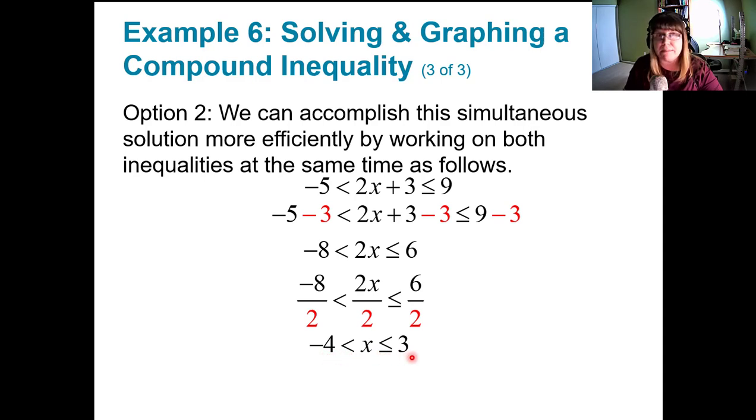equal to 3. Same answer, but that was working on both of the problems at the same time by working on the left, middle, and right at the same time. I actually like this method, and then I can see my range of values is going to be this bounded range. It's not going to go all the way off to infinity. It's this bounded range because x is in the middle. Same solution graphically, same solution set, and interval notation.